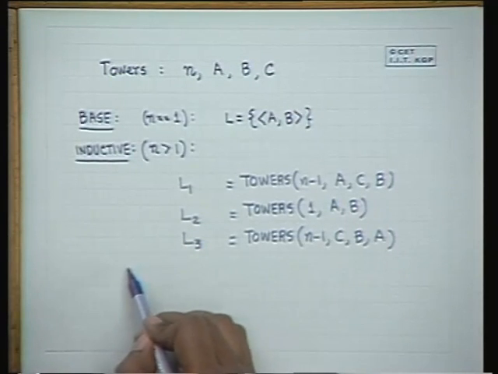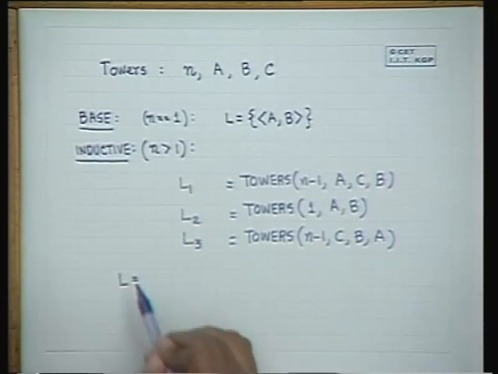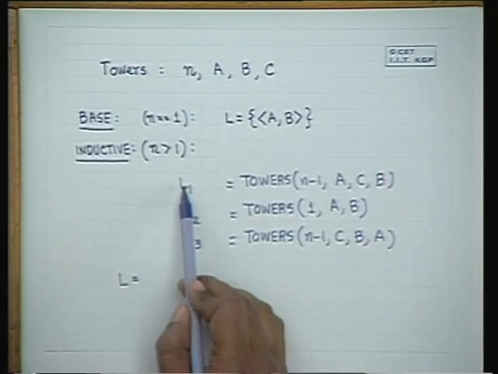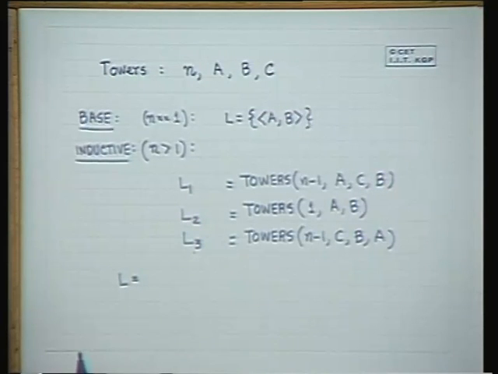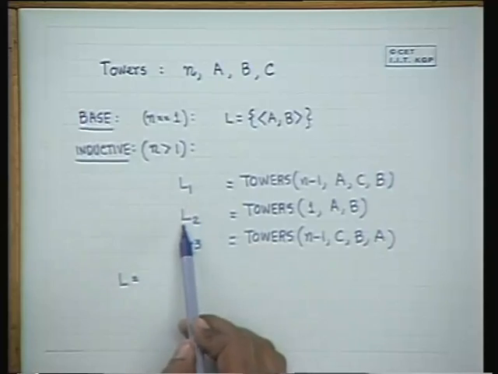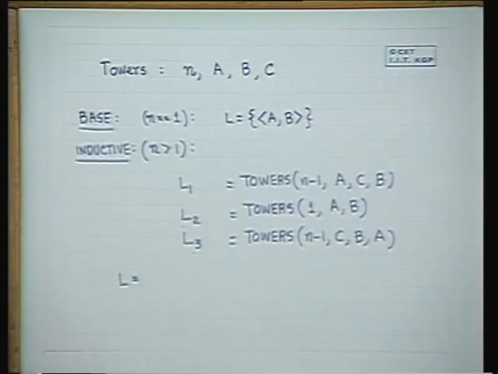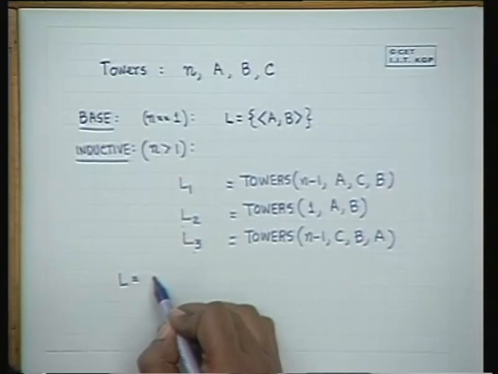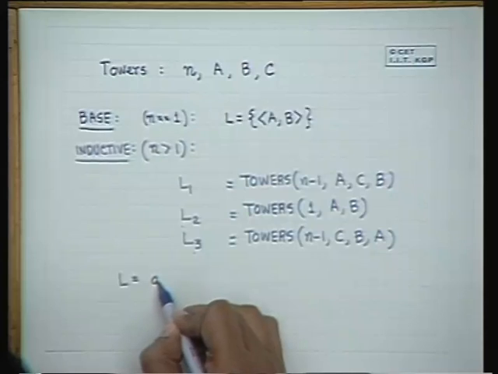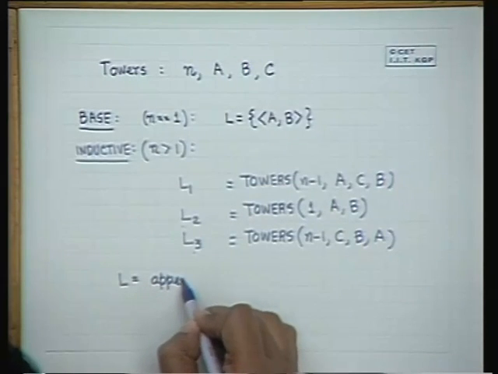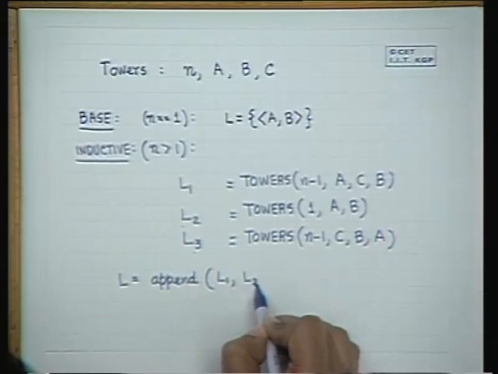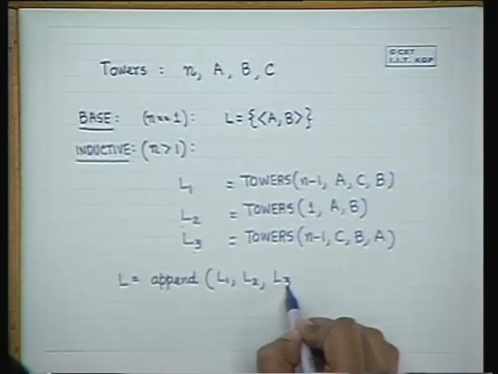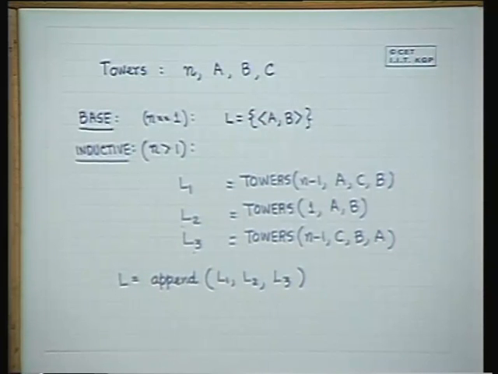Then what is L equal to? It is a list formed with this one followed by this one followed by this one. Is that okay? So how does it come up? Let us use a function, join or append or something like that, and let us use a function called append which joins L1, L2, L3.